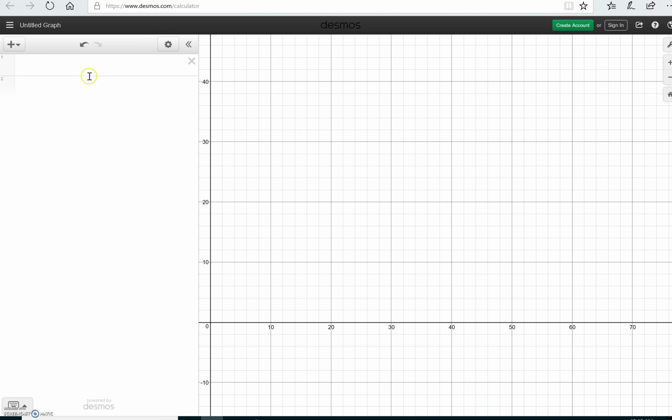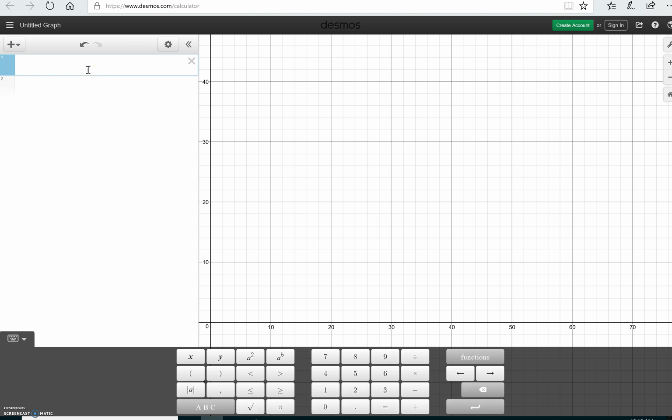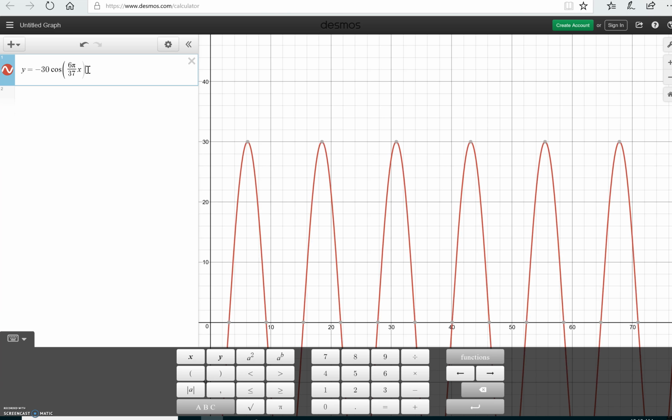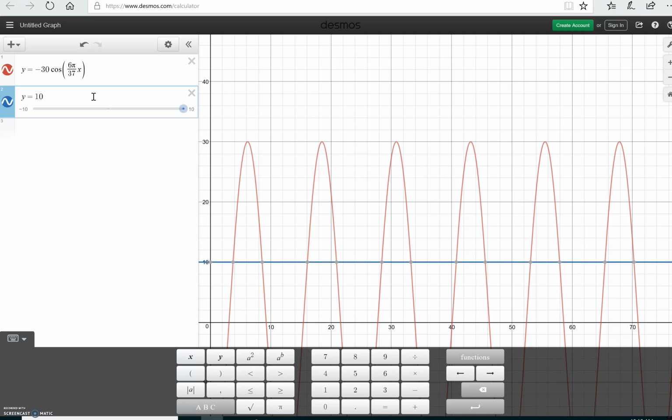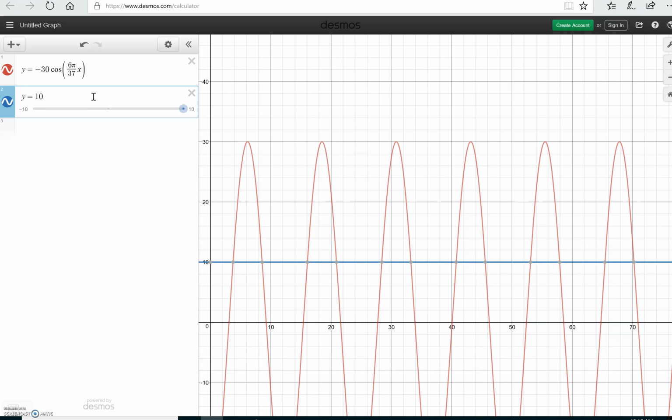Okay, so I'm going to go ahead and type in y equals negative 30 cosine of 6 pi, in parentheses, 6 pi over 37. I'm going to use x instead of t just to make it a little bit easier. And go ahead and close my parentheses. I have to do these as two separate equations, guys. So y equals 10 is my second equation. And that just gives me all my intersection points.